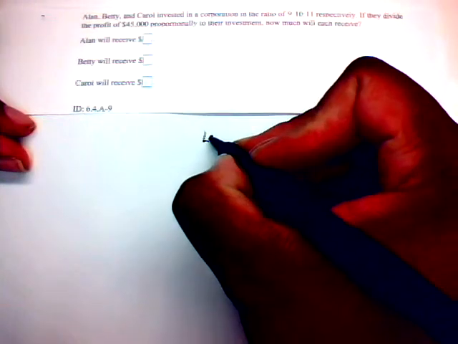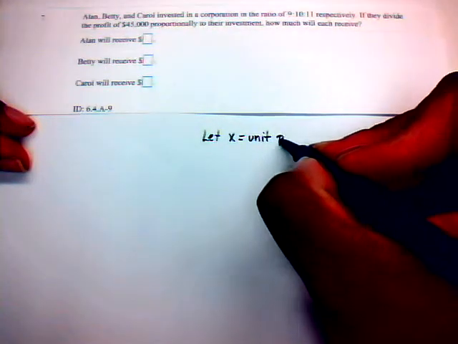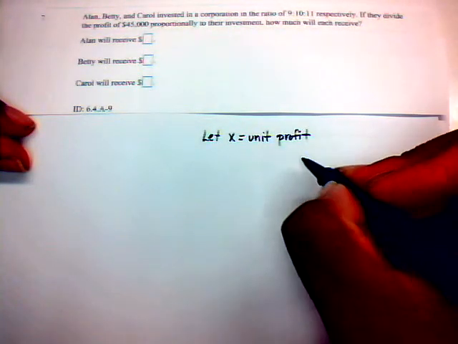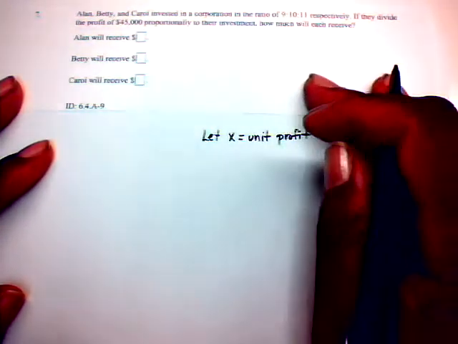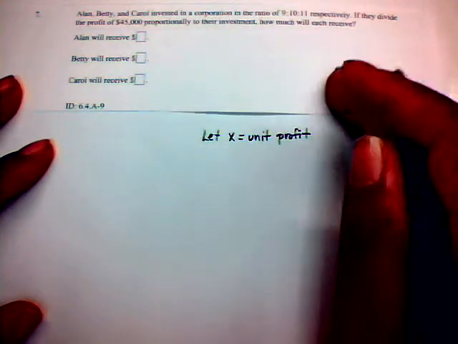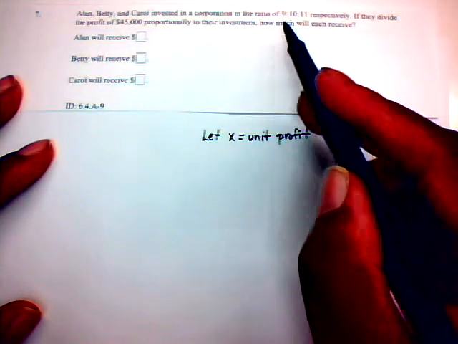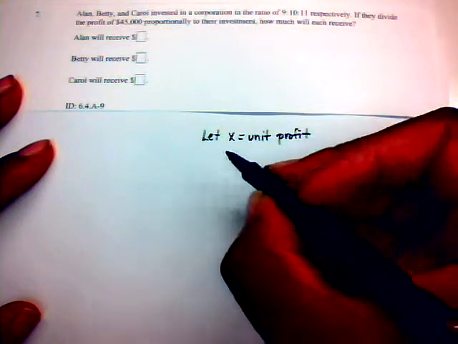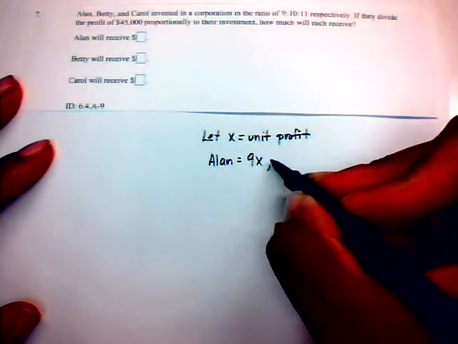Okay. Now, we're going to have to set this up as an equation. So here's how we're going to do this. I'm going to let x equal the unit profit, or the unit profit of that investment. Now, Alan is going to receive in a proportion 9 times that unit profit. So for Alan, he's going to receive 9 times x.